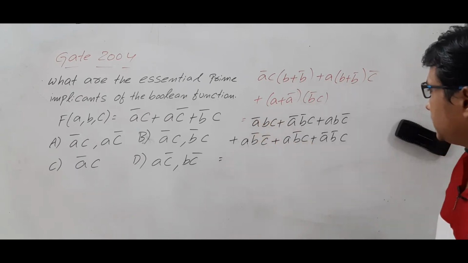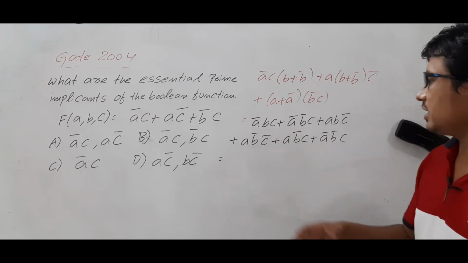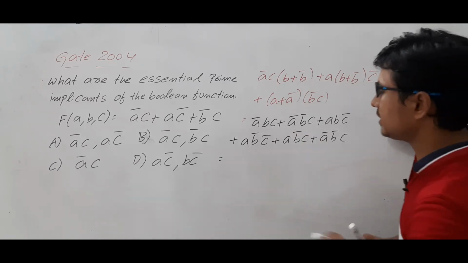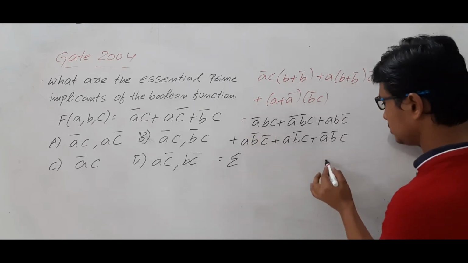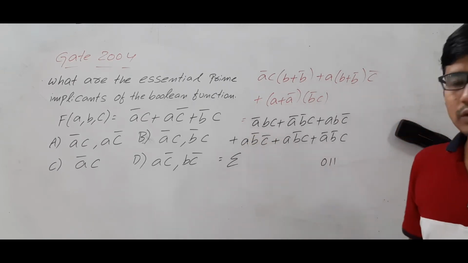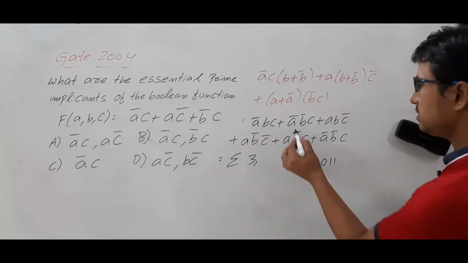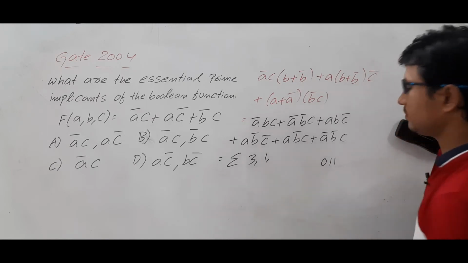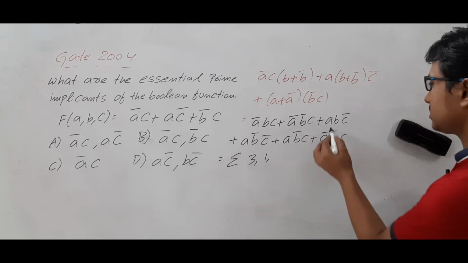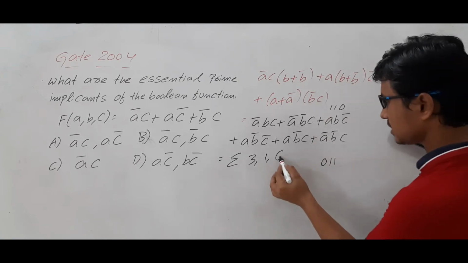A complement BC. Anywhere A complement BC is there? If we write like this, we will not understand. Let me write it as min terms with the decimal number. This is what? 0, 1, 1. 0, 1, 1 is nothing but 3. Let me write it. This is what? 0, 0, 1. 0, 0, 1 is 1. Are you able to understand it or not? This is 1, 1, 0. 1, 1, 0 is nothing but 6.